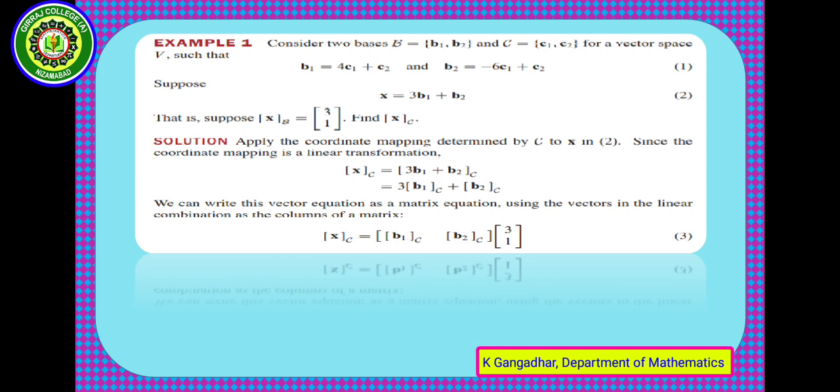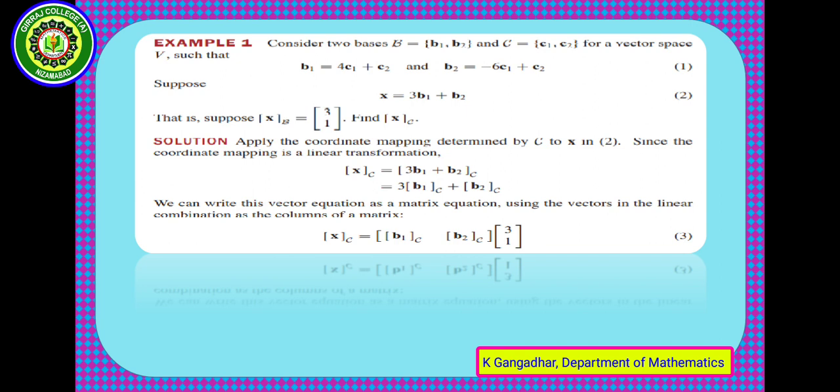So here B and C are two bases of vector space V2, and b1 and b2 are linear combinations of elements of C. So b1 = 4c1 + c2, b2 = -6c1 + c2. So b1 relative to C is the matrix (4, 1), and b2 relative to C is (-6, 1). x relative to B is 3b1 + b2. Here we want x relative to C.